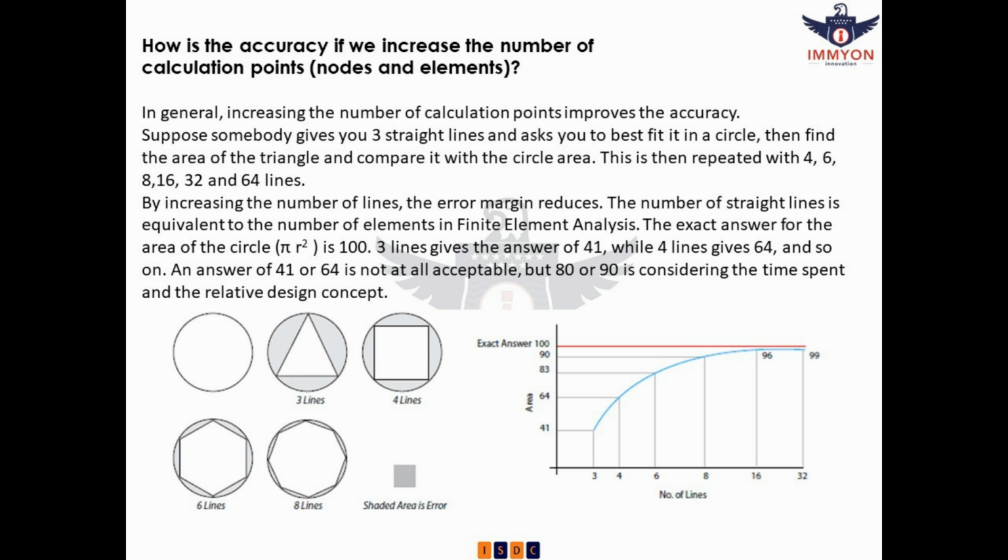The exact answer for the area of the circle, πr², is 100. 3 lines gives the answer of 41, while 4 lines gives 64, and so on. An answer of 41 or 64 is not at all acceptable, but 80 or 90 is, considering the time spent and the relative design concept.